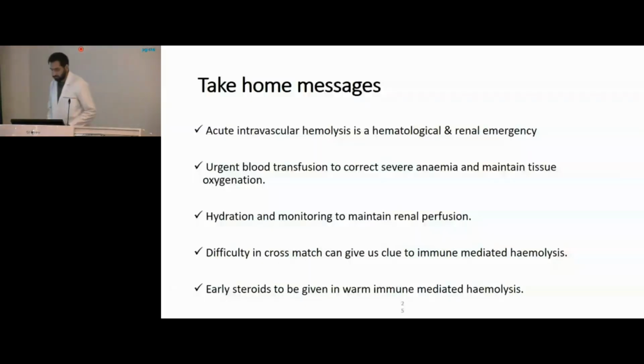We have Dr. Deepankar to join here and give your comments, if any.